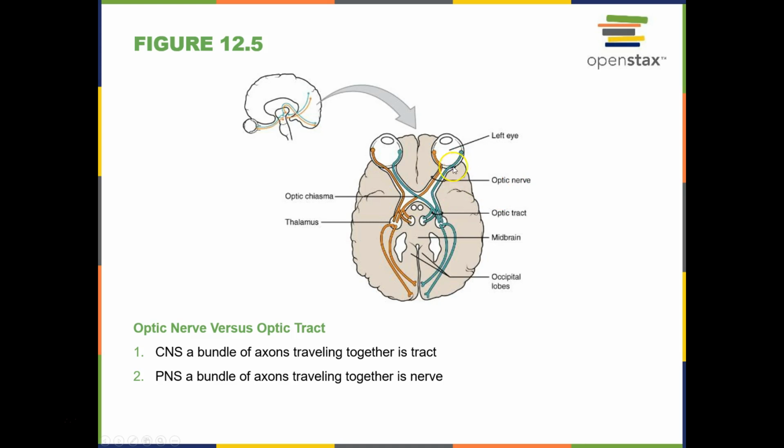In the CNS, when we have axon bundles running, we call them tracts. In the PNS, these same axon bundles are called nerves. So here we have the optic nerve. This is one nerve that takes information from the eye and moves it to a region called the optic chiasm. At the optic chiasm, the information is then run along an optic tract. So the name of this nerve changes from optic nerve to optic tract.